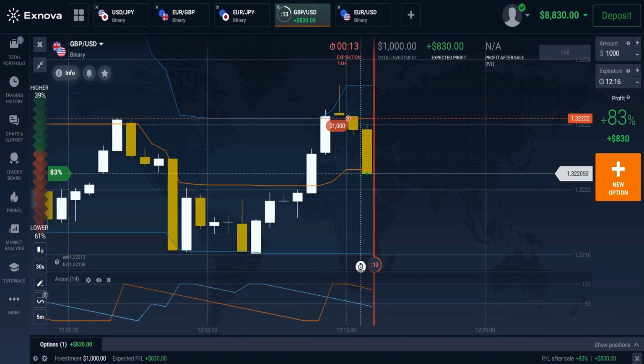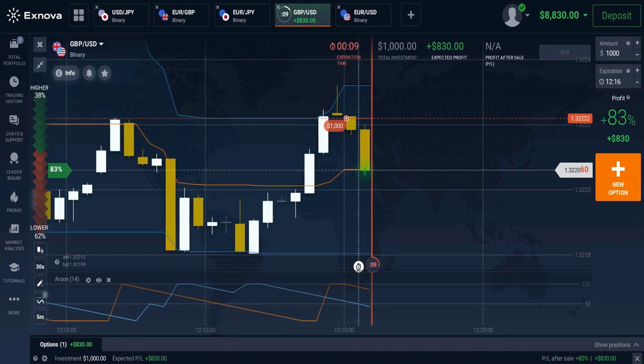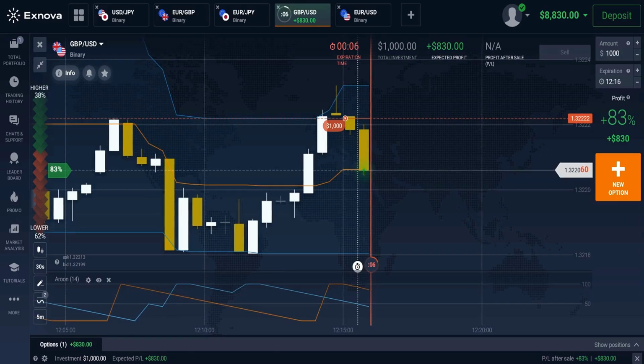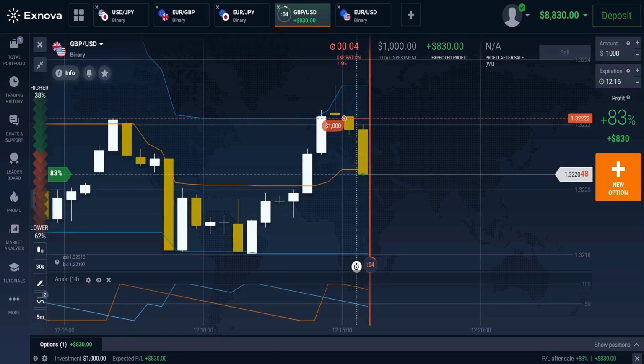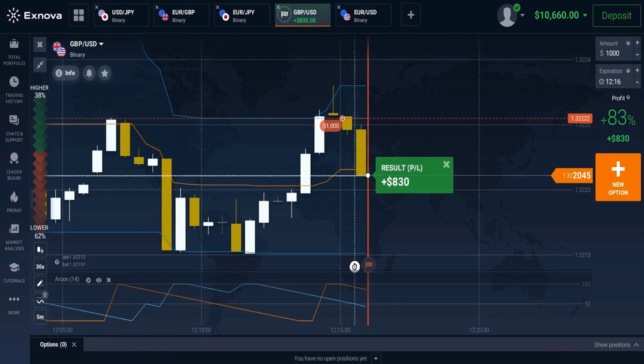Buy trade rules. The price touches the upper line of the Donchian Channels, then falls down to the lower line. At the same moment, the blue line of the Aroon Indicator crosses above the red line. Once these conditions are met, immediately place a buy trade.